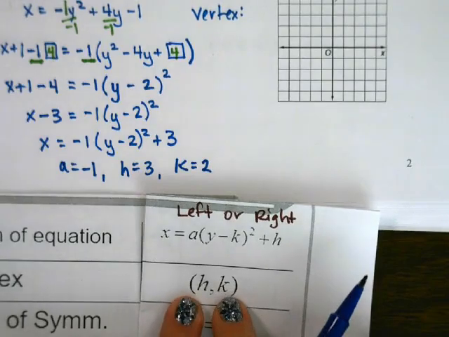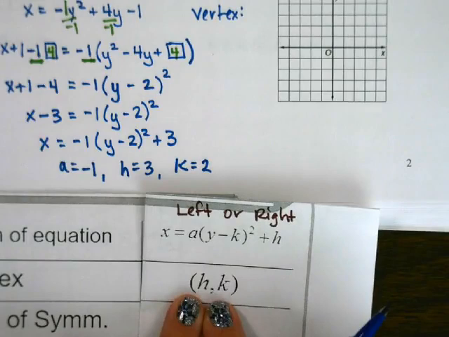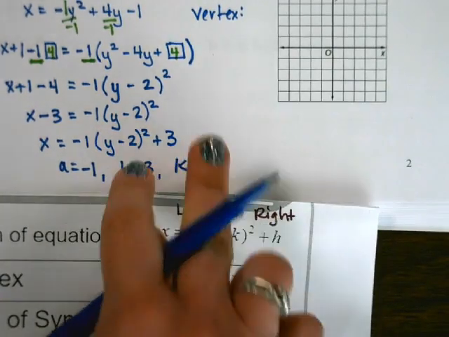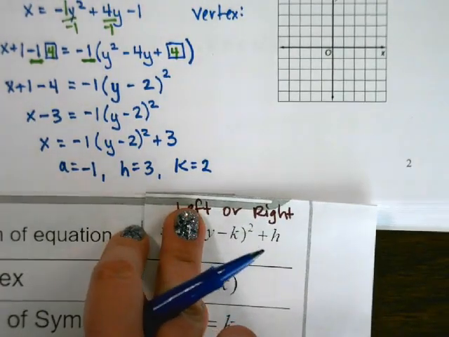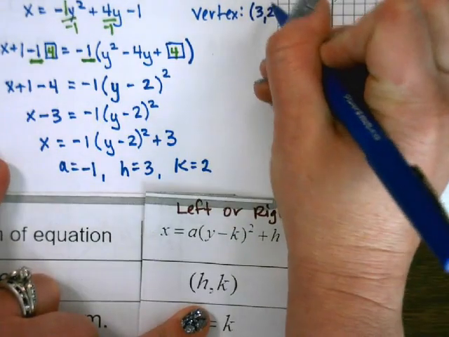Okay, now I'm going to go down my formula sheet. I've got my A, my H, and my K. My vertex is still H comma K, even though we get those two numbers from different places now. So my vertex is still 3 comma 2.